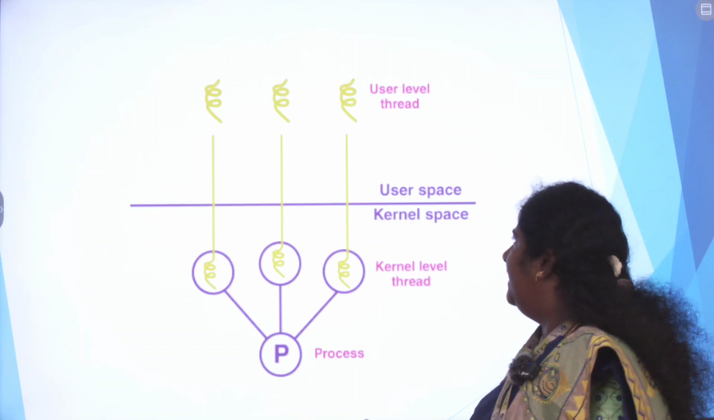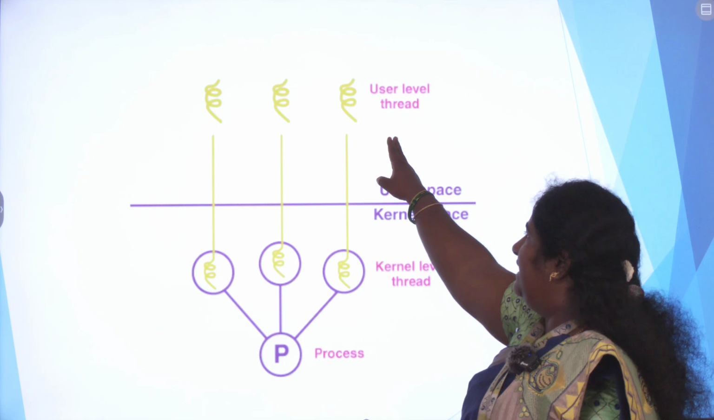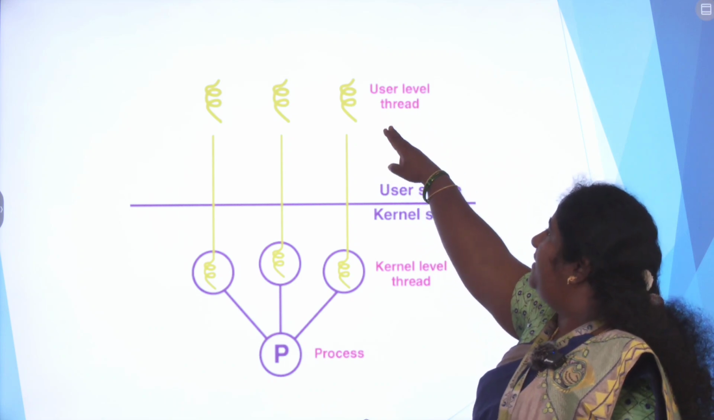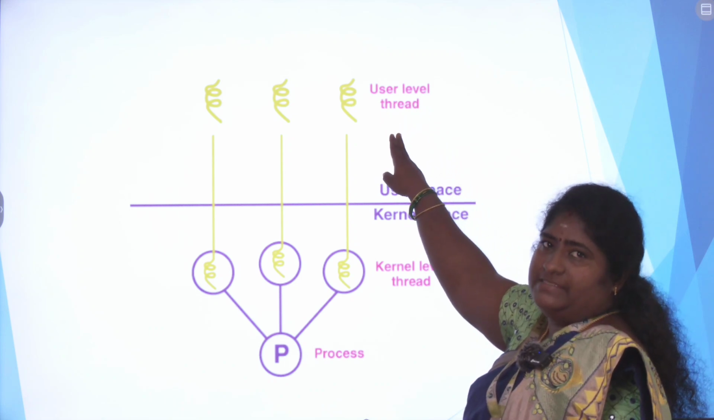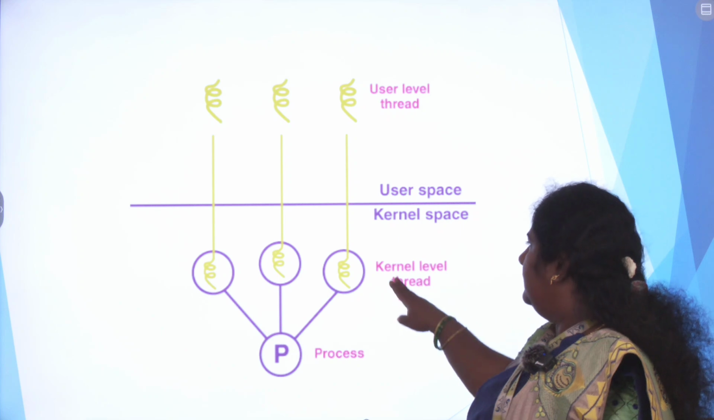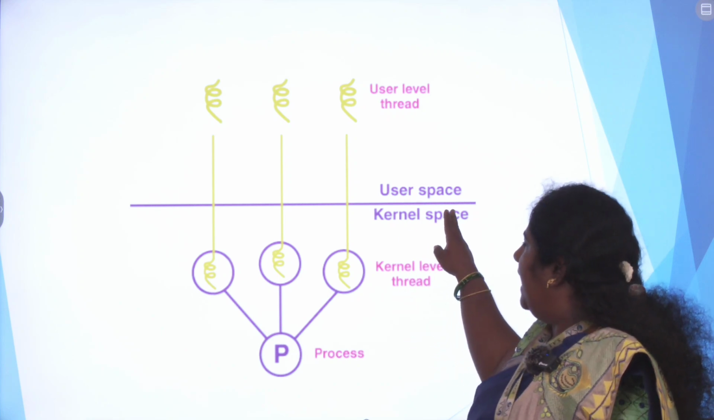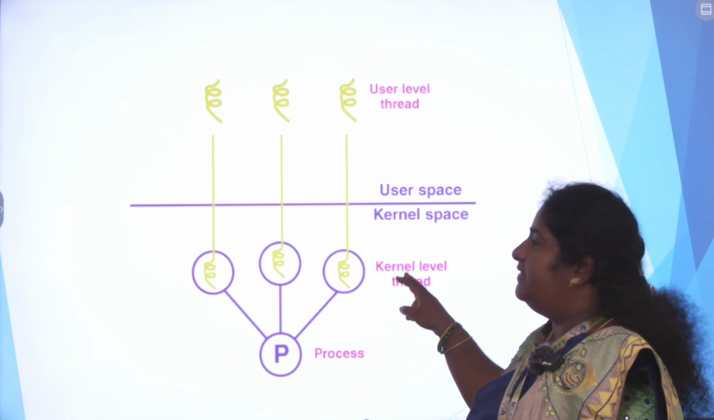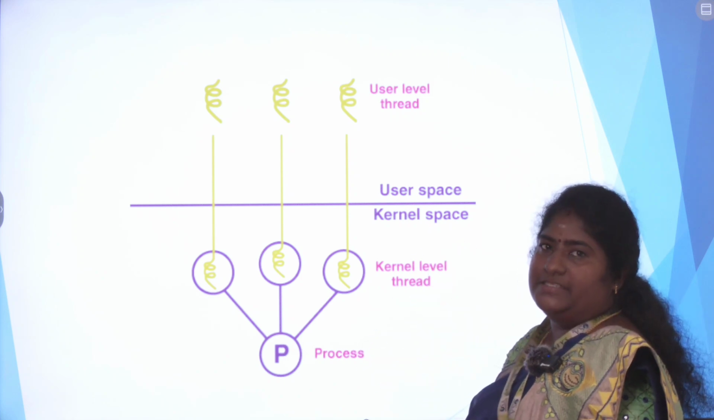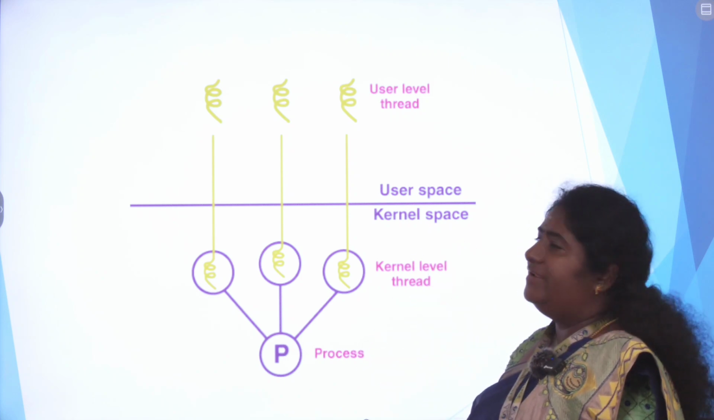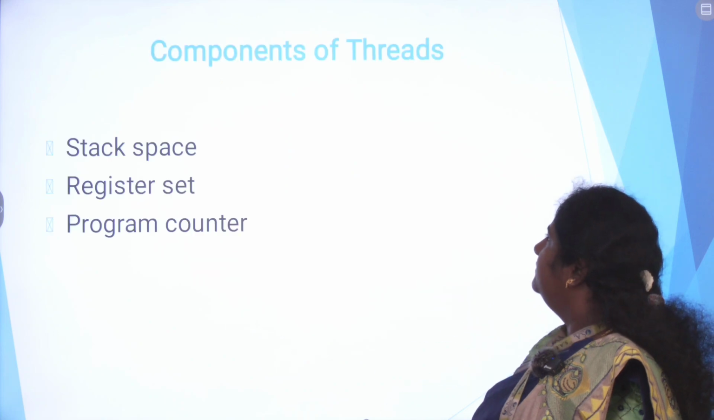So this is an example for the user level thread. The user level thread is all present in the user space. It is not aware of the kernel level space, since kernel level threads are created in the kernel space, and all the threads and processes will be managed by the kernel space. So this is the difference between the user level thread and the kernel level thread.